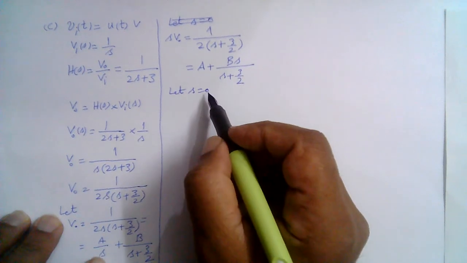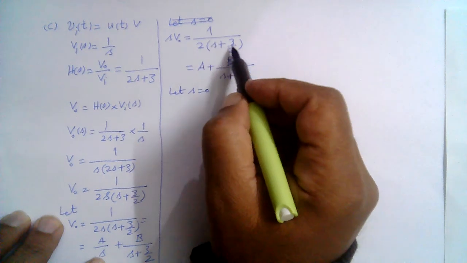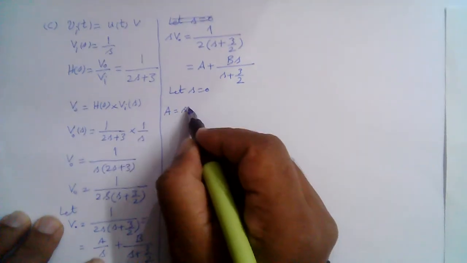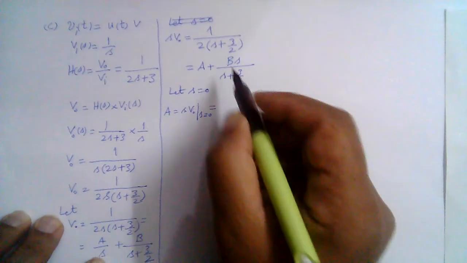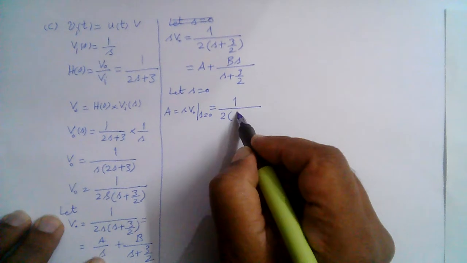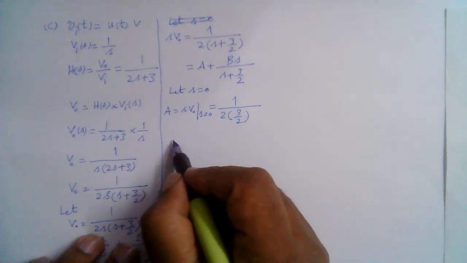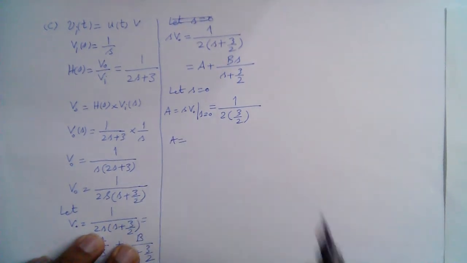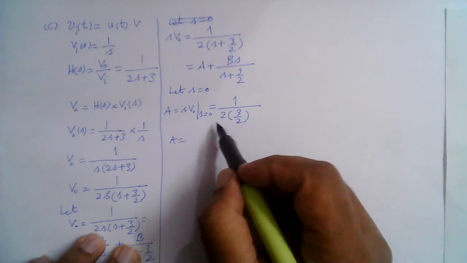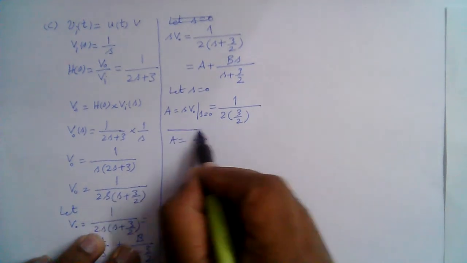When we let s is equal to 0, this term becomes 0, this disappears, and A is equal to this term with s substituted equal to 0. So A is equal to s V0 when s is equal to 0. So this is 1 over 2 into, we put s is equal to 0, so that is left with 3 over 2. We have substituted s is equal to 0 here, so the 2 cancels with 2, this is 1 over 3. So A is equal to 1 over 3, right?